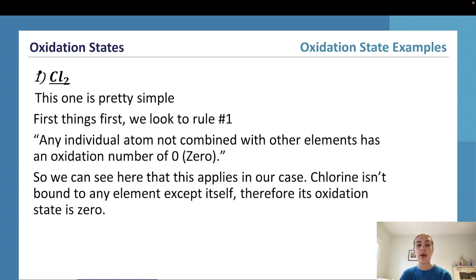So our first example we've got is Cl2. It follows that same general rule, and so we can say that any individual atom not combined with other elements has an oxidation number of 0. So we can see that this is going to apply here, because chlorine isn't bound to any element other than itself. So each chlorine atom is going to have a charge of 0, and the overall Cl2 is going to have a charge of 0.